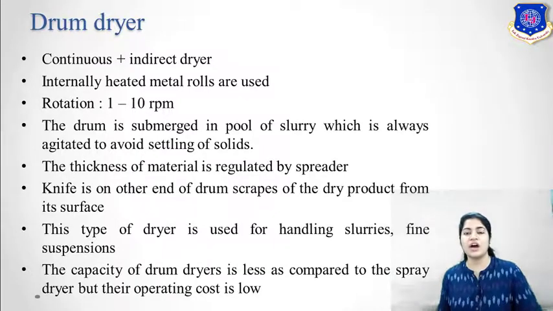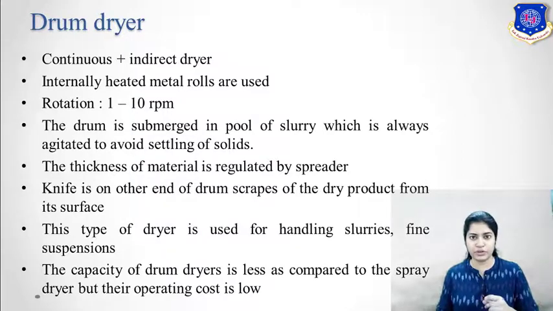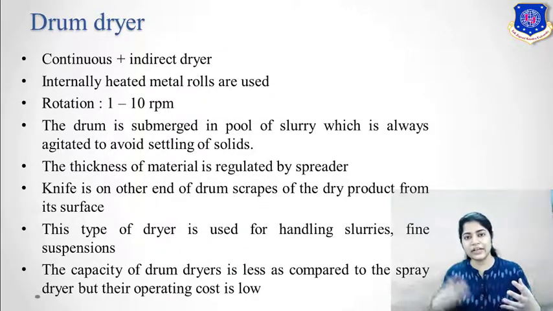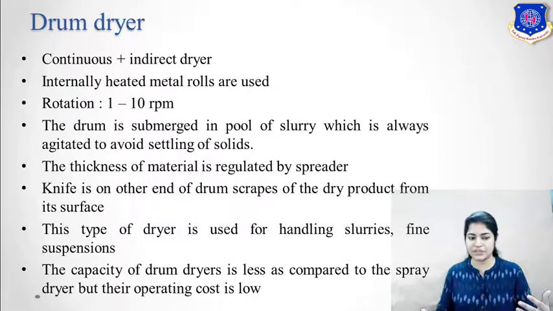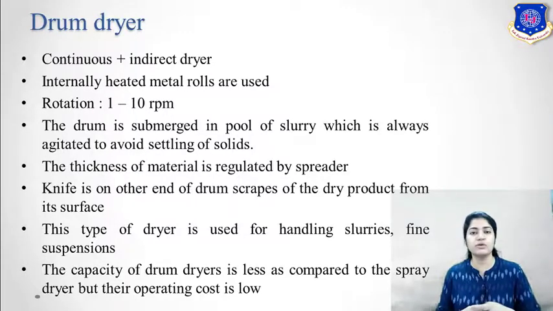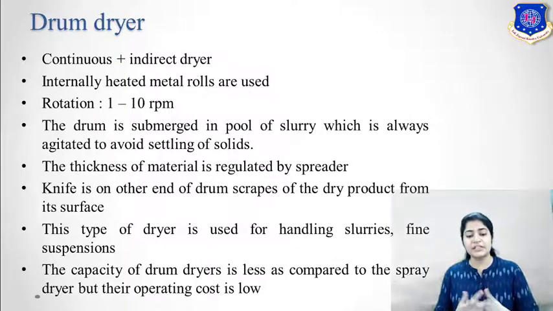Now about the drum dryer, what are its components? First of all, a cylindrical shell is used which is internally heated. The heating media is supplied internally, hence indirect heat transfer occurs. The drum is rotated at about 1 to 10 rpm. The drum is submerged in a pool of slurry which is always agitated to avoid the settling of solid.